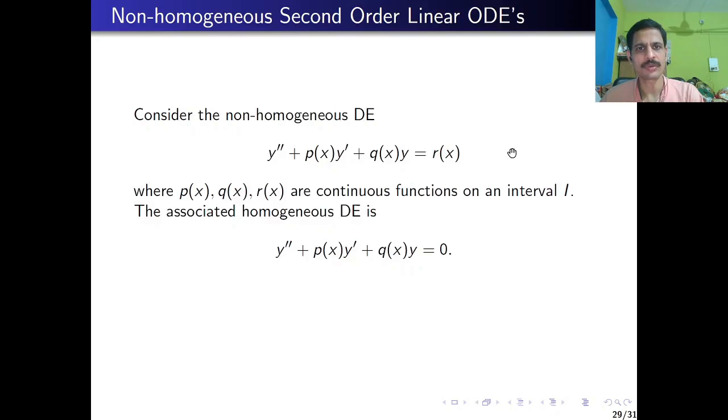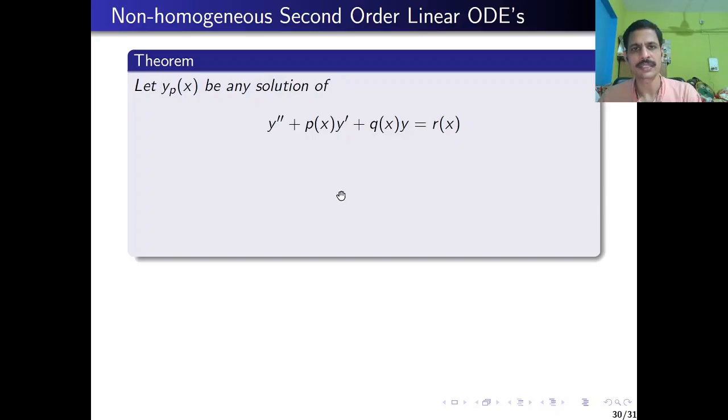The solution of this non-homogeneous differential equation is related to the associated homogeneous differential equation, namely y'' + p(x)y' + q(x)y = 0. How are the two solutions related? That means how are the solution of the non-homogeneous equation and the homogeneous equation related? Here we see the result which gives us the relation between the non-homogeneous ODE and its associated homogeneous part.